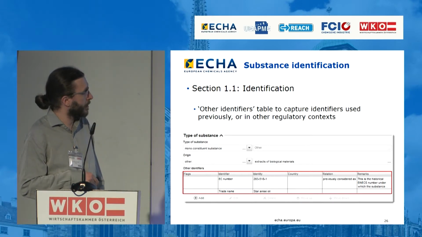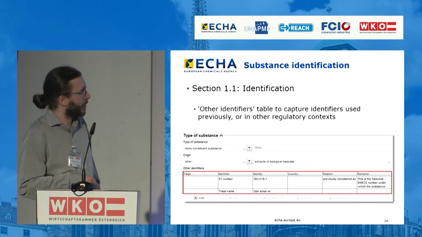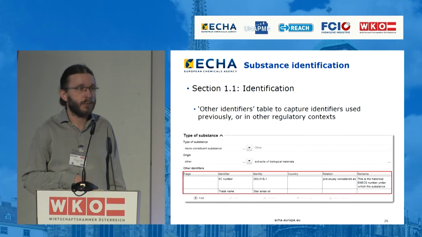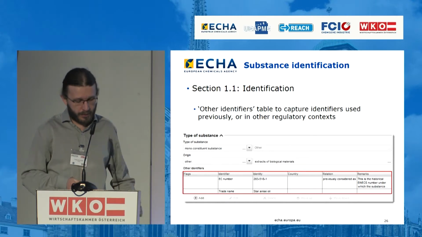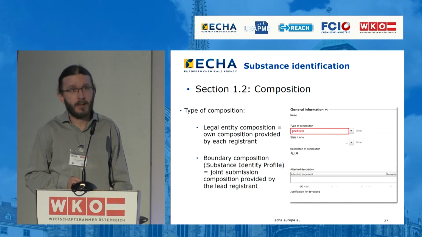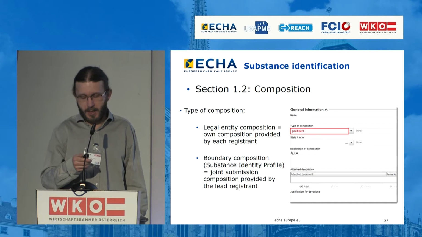So if your substance is known with a previous EC number, this is the place where you would report this information. Or if you have trade names in different countries, you can also provide this information in section 1.1. Some information about substance composition.